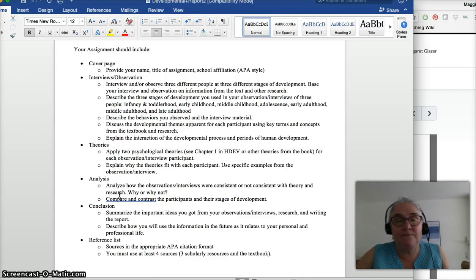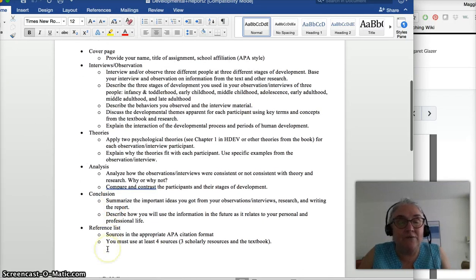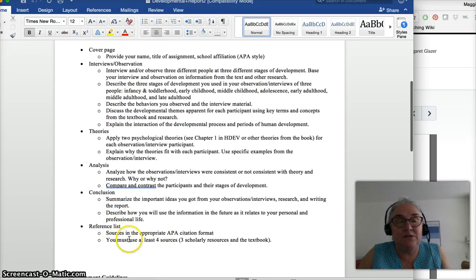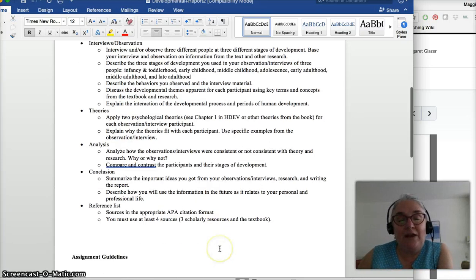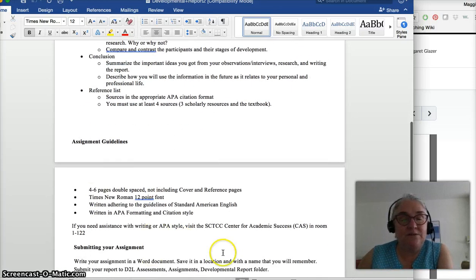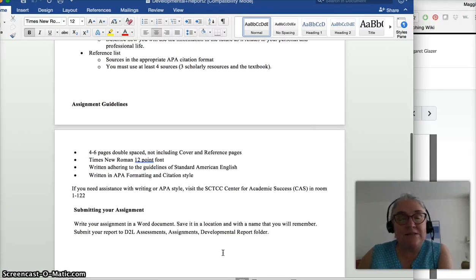And then you'll have a reference list. You use the sources that are required. You have to have 4 sources, 3 scholarly sources that you get from the library, and then the textbook also. And then there are some guidelines. And that brings us to using APA style.